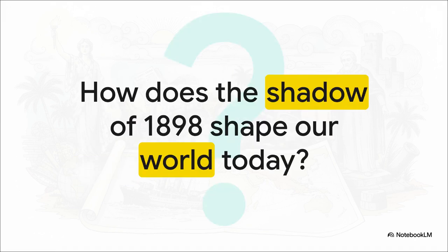Which brings us to a final, provocative thought. We started by asking how a little 109-day war changed the map. And we've seen how it launched an American empire, ended a Spanish one, and sparked these really intense debates on media, race, and imperialism that honestly sound incredibly familiar to us right now. So, looking out at our modern geopolitical landscape and thinking about the role of the media in our current world, how does the shadow of 1898 still shape our world today? I'll leave you to chew on that.